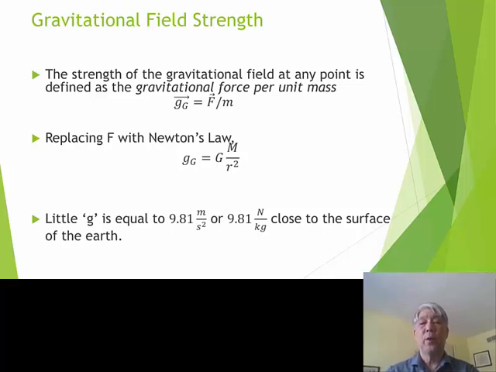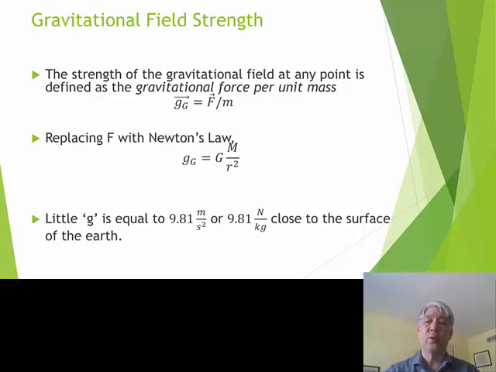Little m is what we use for test masses or small masses that move around. So generally big M, big mass, little m, little mass. So the strength of the gravitational field is simply going to be F divided by m, which, if we use Newton's law of gravitation, turns into GM over r squared. Okay, we've seen little g before.